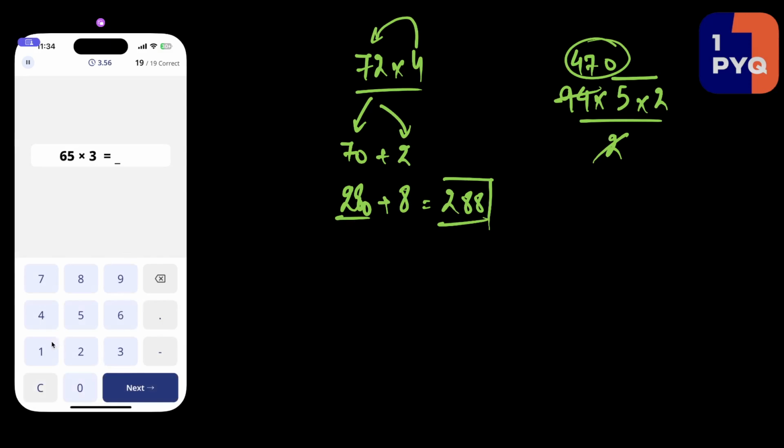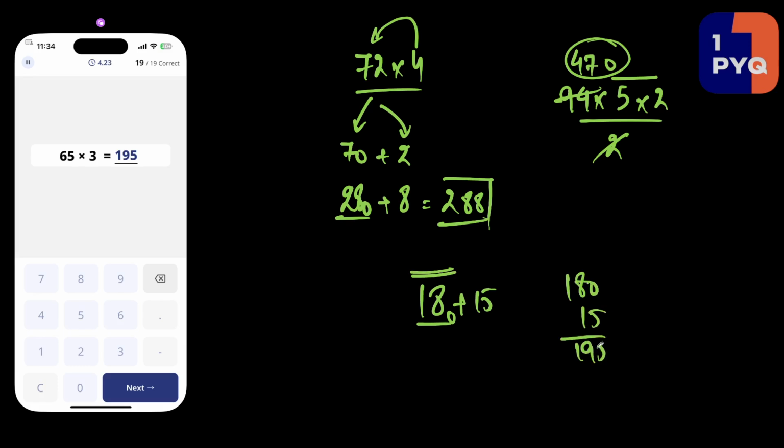6 3s are 18. 18 plus 15 is 195. When I say 18 plus 15, I know in my brain that I'm talking about 180 plus 15. In the previous lectures I have talked about this. But if you aren't well versed with this, then you can say 60 into 3 is 180, and then 5 into 3 is 15. That is why my answer should be 195.